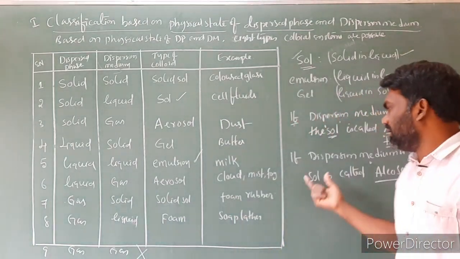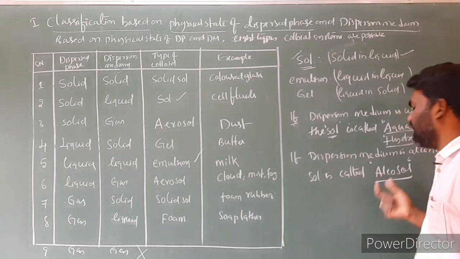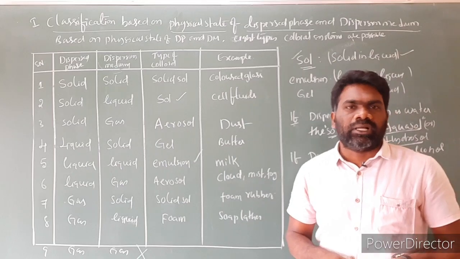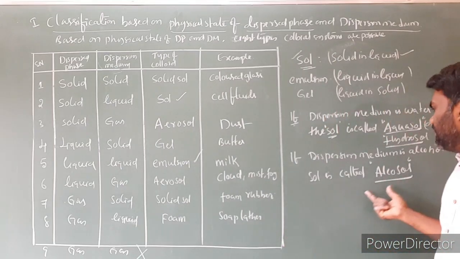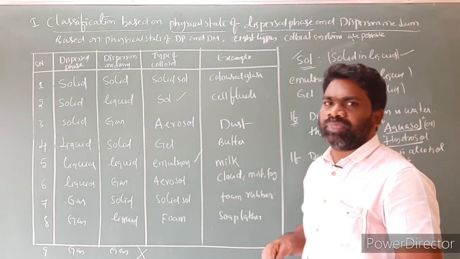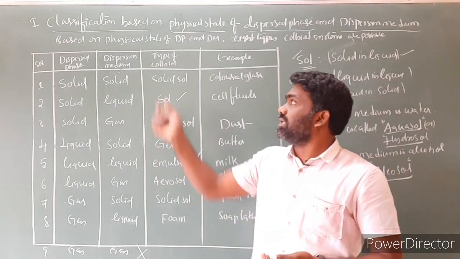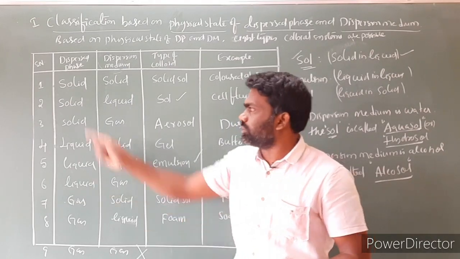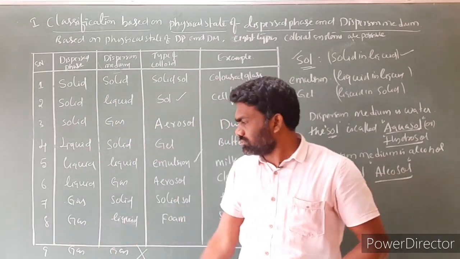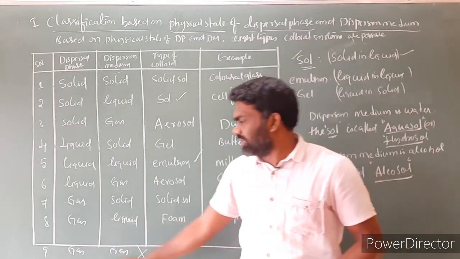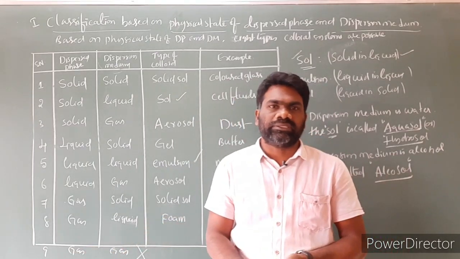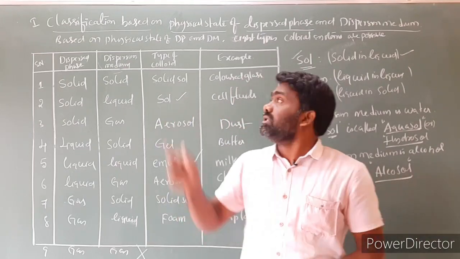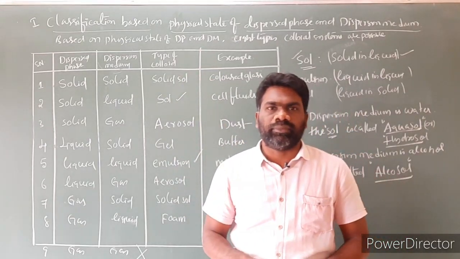So if alcohol is the dispersion medium, then we have to call the sol an alcosol. If water is the dispersion medium, it is a hydrosol or aquasol, and if alcohol is the dispersion medium, we have to call it an alcosol. So this is the classification of colloids on the basis of physical state of dispersed phase and dispersion medium. The total possibilities are 8, and gas in gas is not possible because gas in gas forms a homogeneous system.